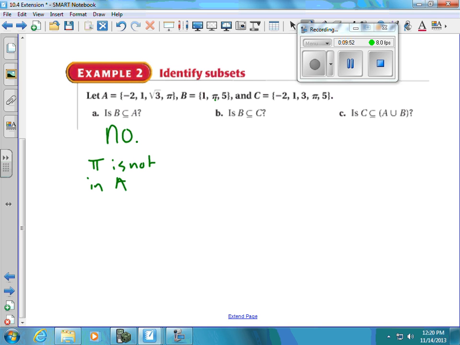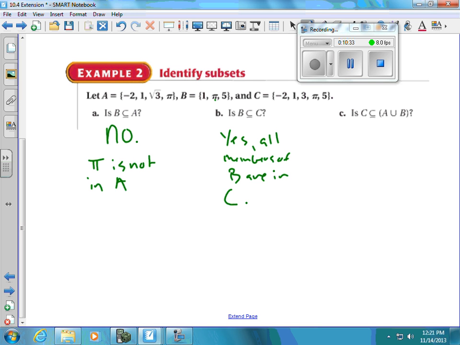Okay? You can also say 5 is not in A either. Okay, we just need one number or one value to not work, and it's not a subset at all. Is B a subset of C? Well, let's look. B. 1 is in C, pi is in C, and 5 is in C. So yes, all numbers of B are in C.